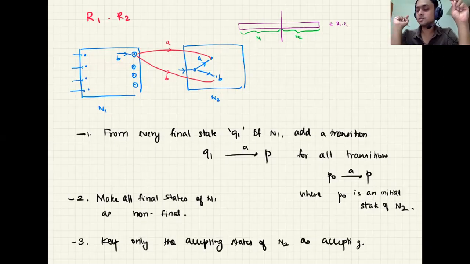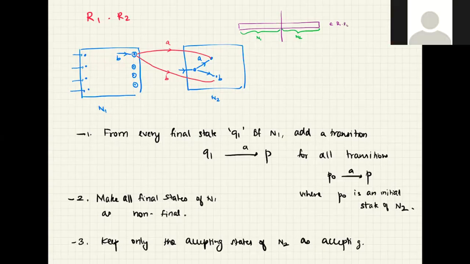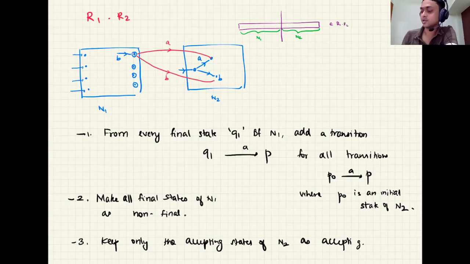There's one problem with this construction. Can anyone tell me? Sir, N2 can accept an empty string. So if we make every final state of N1 non-accepting, then it will be a problem. Exactly. That's right. So if this initial state was accepting, and we just remove this, since we are simulating this initial state with this, and if we make it non-final, then it will be a problem.